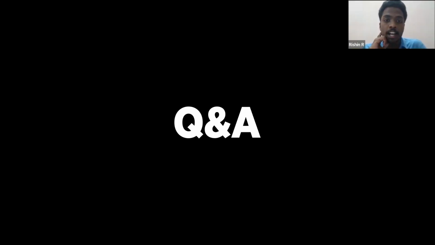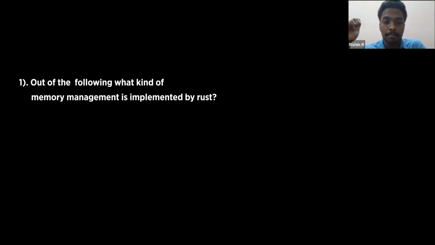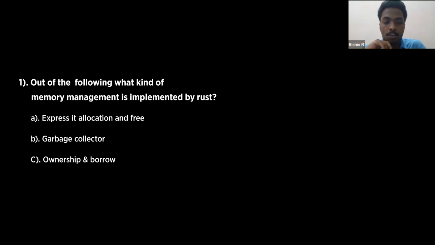First question: out of the following, what kind of memory management is implemented by Rust? The first option is explicit allocation and free. The second one is garbage collector. The third one is ownership and borrow. And the fourth one is none of the above.